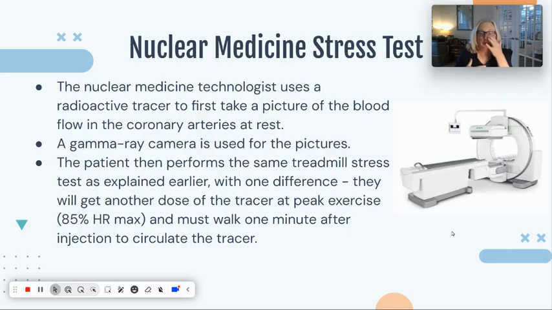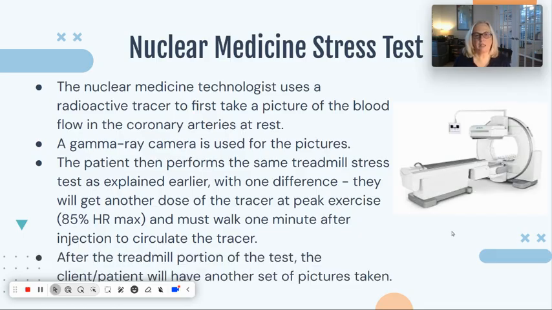And you'll see some shadows on the heart. It's really kind of cool. You'll see where there are actual blockages from the shadows that you see in the pictures. So after the treadmill portion of the test, the patient will have another set of pictures taken, and then they'll compare the before and after pictures to see if the blood flow stayed the same throughout the heart.